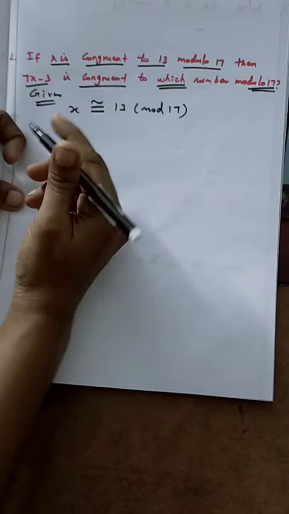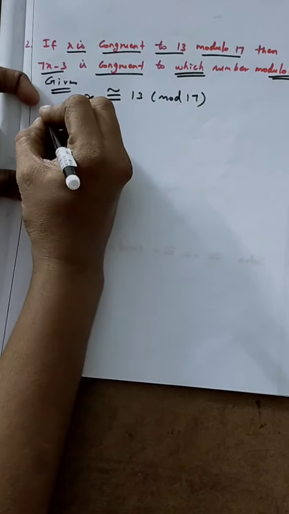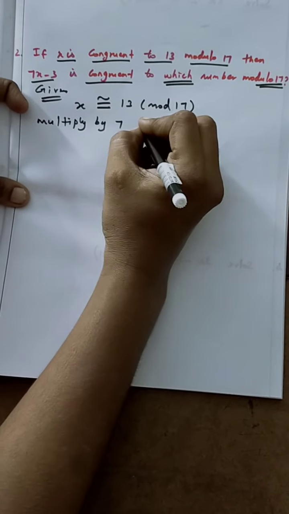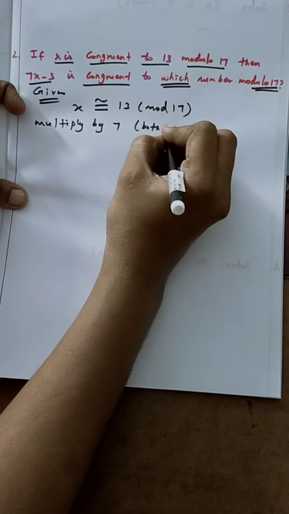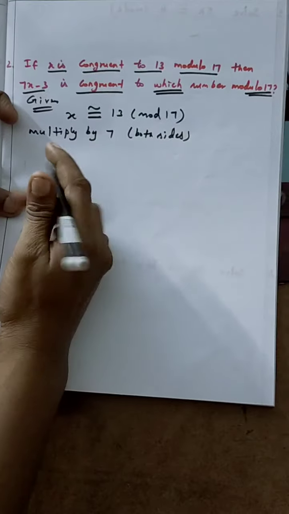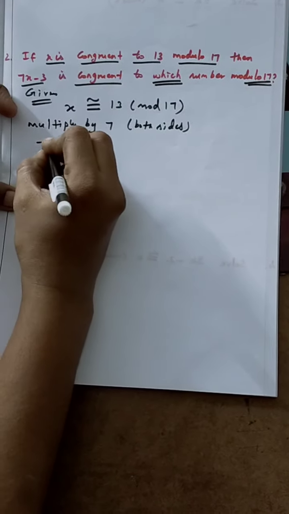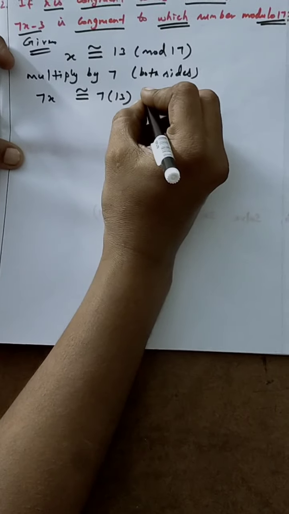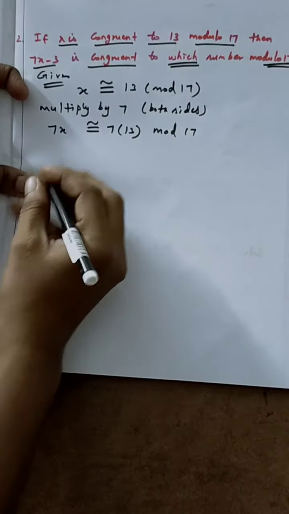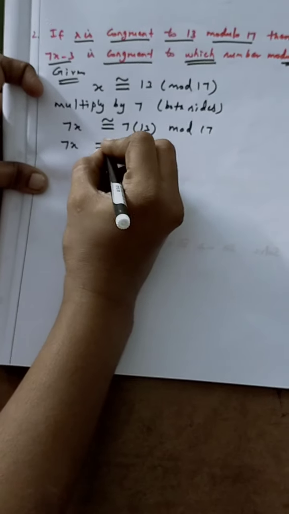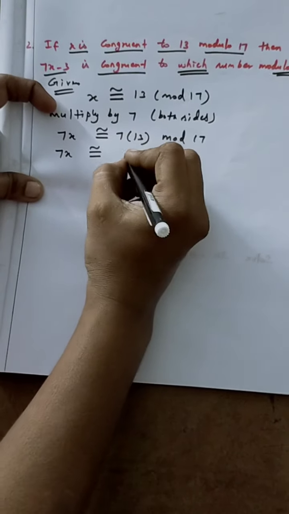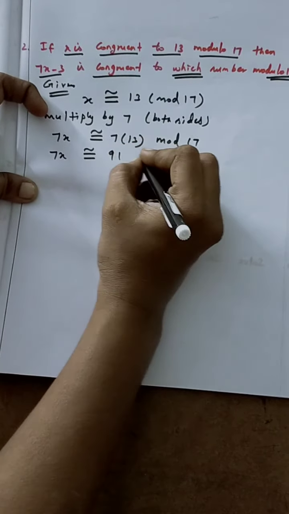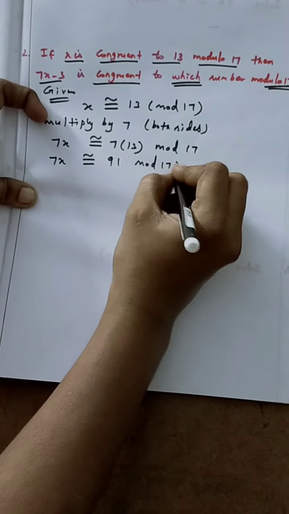Then find out 7x minus 3. So step by step, multiply by 7 on both sides, left side and then right side. So 7 into x, 7x is congruent, 7 into 13 mod 17. Okay, so 7x is congruent, 7 threes are 21, balance 2, 7 ones are 7, plus 2 is 91, so mod 17.